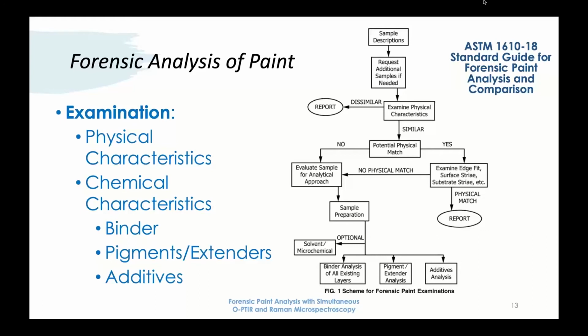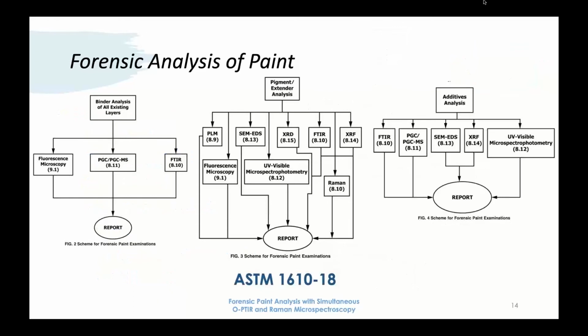In the absence of a physical match, chemical analysis is the next step. Here, forensic paint examiners are looking to identify the binder, pigments, extender, and additives. Flowcharts for identifying each of these individual components are shown here. One thing that they all have in common is binders, pigments, and additives can all be identified using FTIR spectroscopy. And Raman is particularly useful for the identification of pigment.